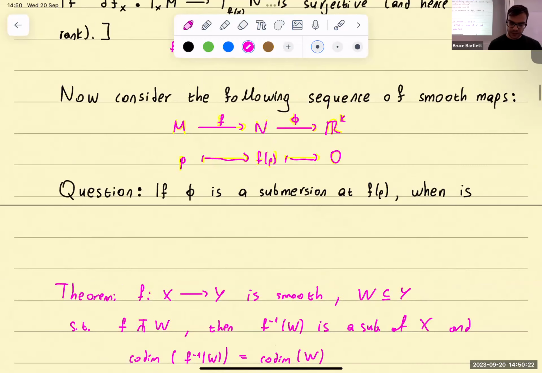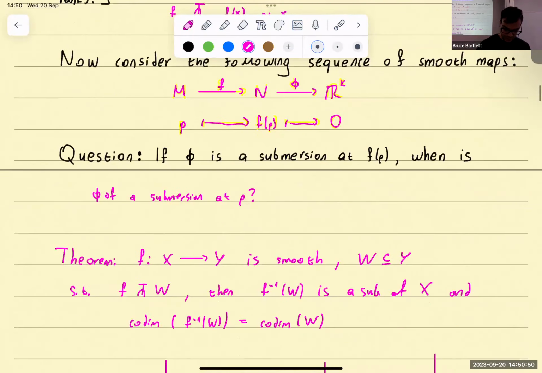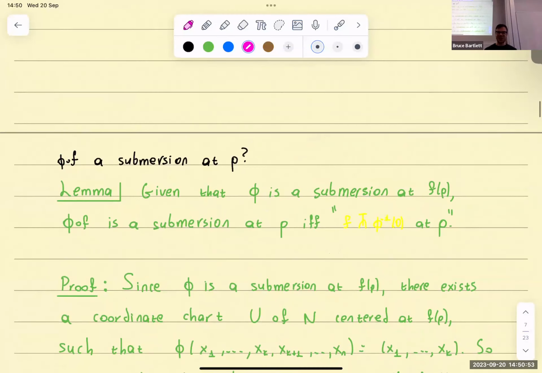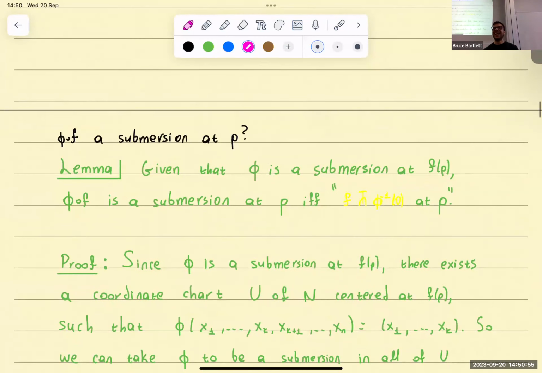And the broader question that I want to ask is, if this map Phi is a submersion at F of P, then when is the composite, Phi composed with F, a submersion at little p? That's the question I will ask. Okay, this is what you get for introducing an extra page, but it's okay. I remember what we want to ask.